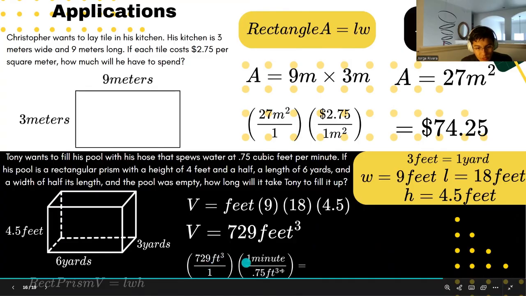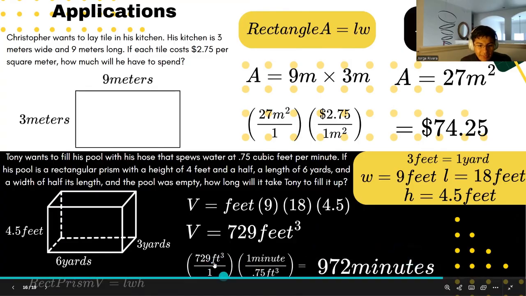So here we have this, so it can cancel out. And so that means that if we divide 729 cubic feet by 0.75 feet cubed for 1 minute, then that gives us a total time to fill up the pool of 972 minutes.